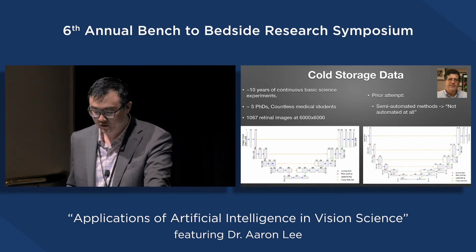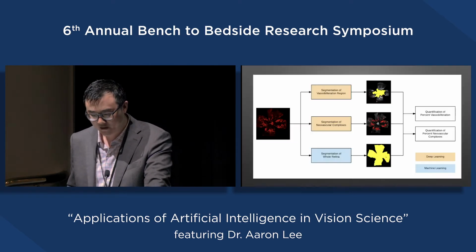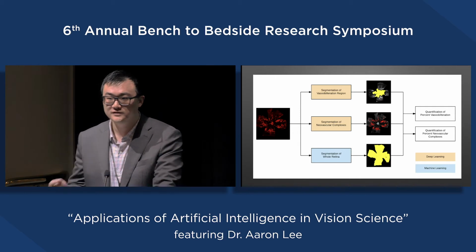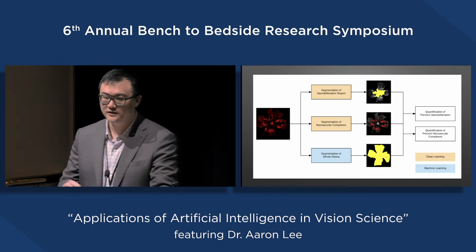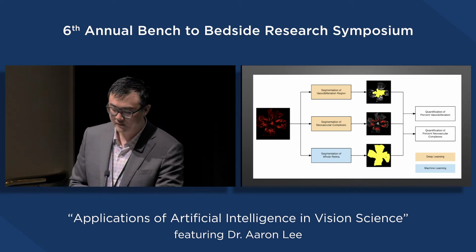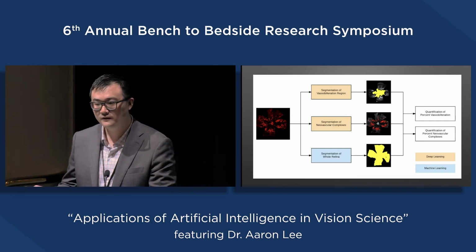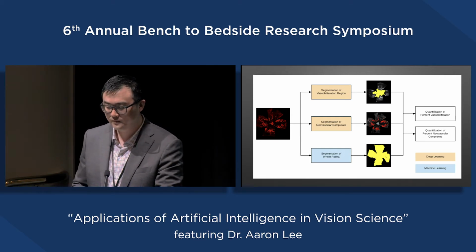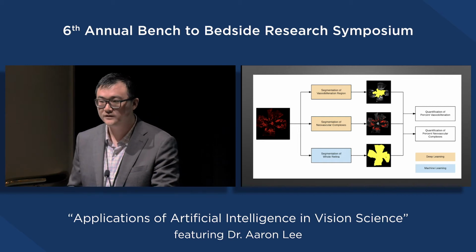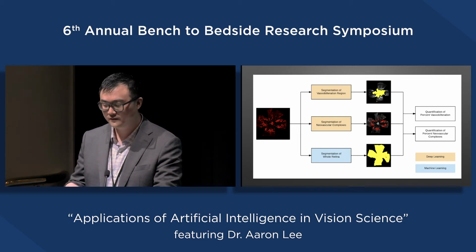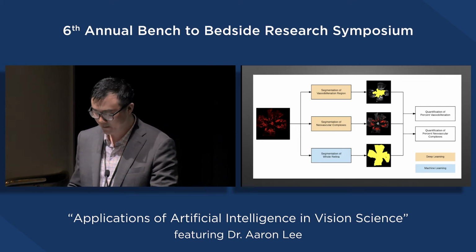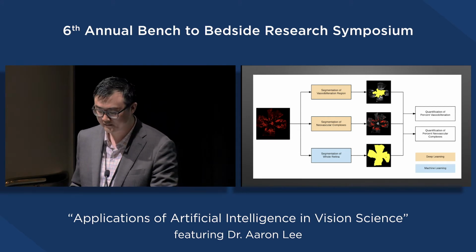And what we ended up doing was building a pipeline where we had broken down the problem into several discrete steps, and we trained each one using AI. So we trained the segmentation of the vaso-obliteration region as one problem, the segmentation of the neovascular complexes as another problem, and the segmentation of the retina. And we built a pipeline to kind of handle these problems.